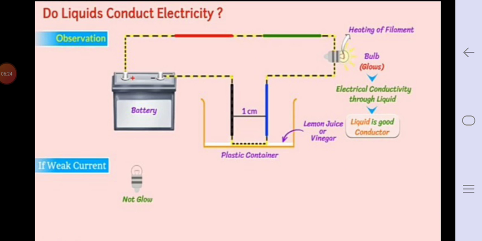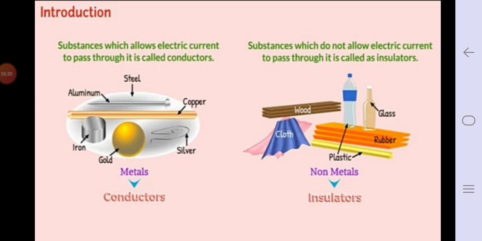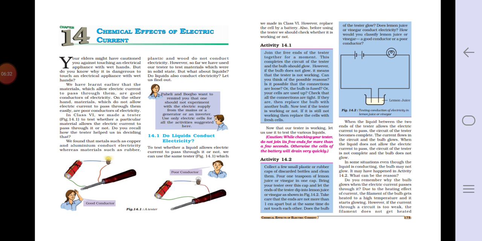That means we can say the liquid is a good conductor of electricity. So for today you have to remember only this much, the circuit, the tester part, and the activity we have done with the liquid, lemon juice or vinegar. So in the next class we'll see another activity related to this. For today, read the lesson, read the activity and try to understand the circuit. Okay. So for today we'll stop here.